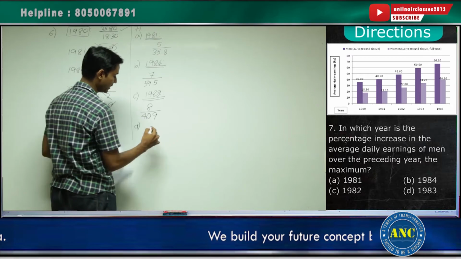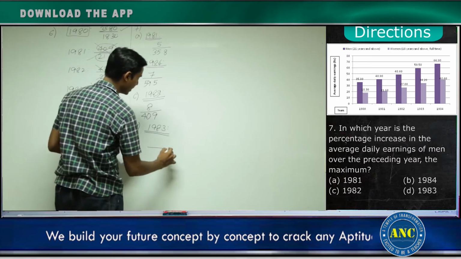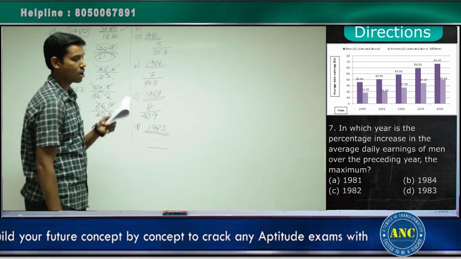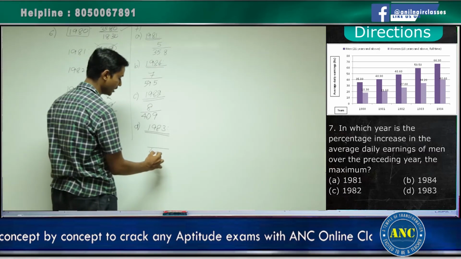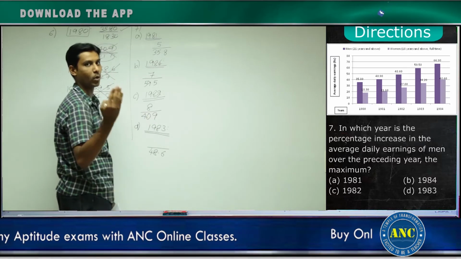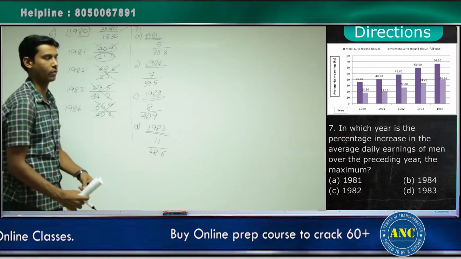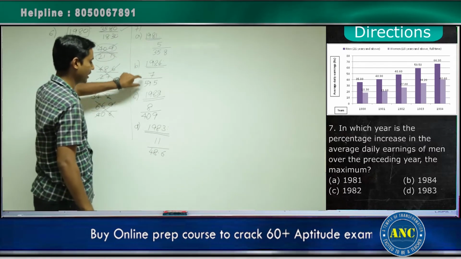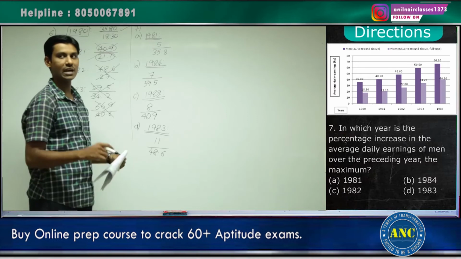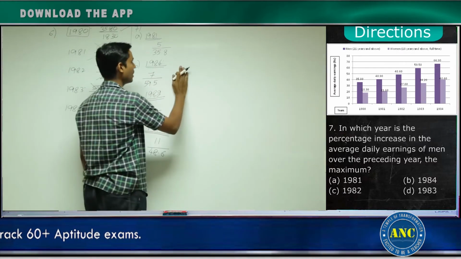Last option, 1983. Compare with 1982. In 1982, how much was the value for men? 48.6. 48.6 is becoming 59.5 in the next year. Approximately an increase of 11. Now, out of these ratios, which are the fractions, which is the highest? Which is the maximum in the given question? Very clear.